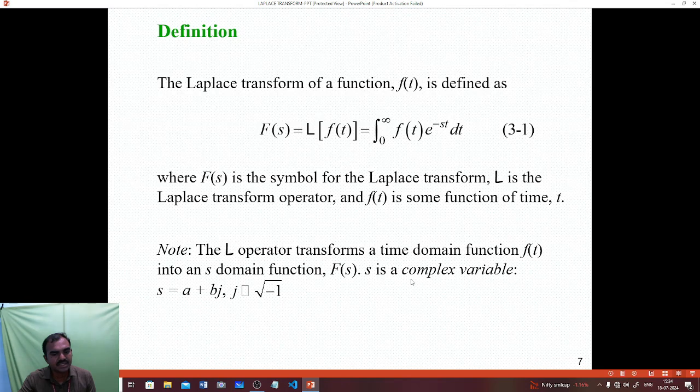s is a complex variable, where s is nothing but a plus bj. We are familiar with the complex variable. a is the real part and b is the imaginary part, and j is the notation, sometimes given as i. Here j value is j equal to root of minus 1. We are already familiar with i square, whose value is minus 1. Same as here, we take j equal to root of minus 1.